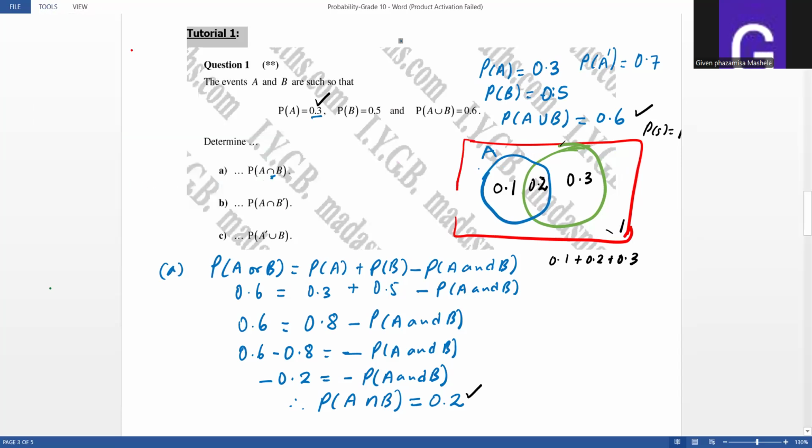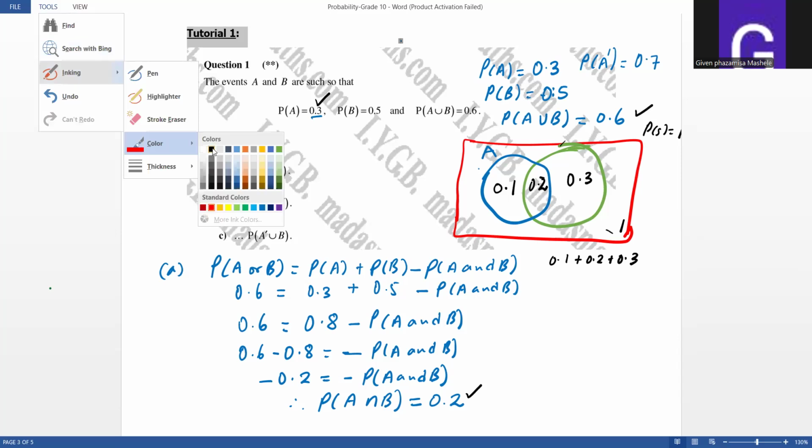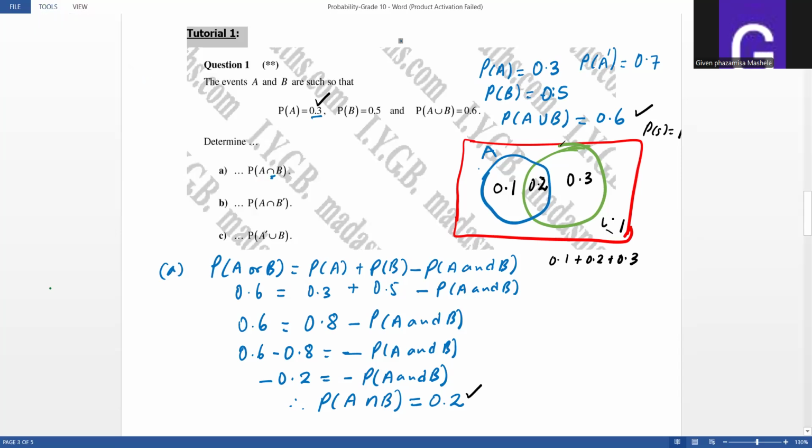Then, so what is the 0.4? This is 0.4 outside. So now look at this. Remember, this is where we have the A and B. So this one we have A and B. And how about this? It's where there is A and there is no B. And how about this? It's where there is no A and there is B. So the same as A only.